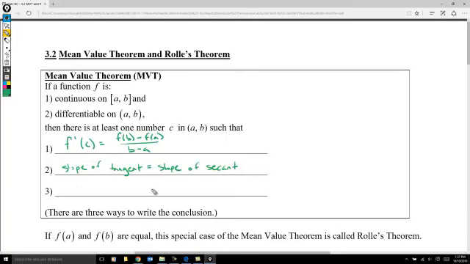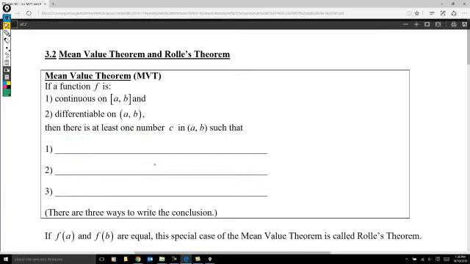Or another way of saying this is that my instantaneous rate of change is equal to my average rate of change. So remember IROC and AROC: instantaneous, or the derivative, or the tangent, is equal to the average, which is slope, or secant. Okay, so that's the main idea behind the mean value theorem. So you can think about it as the average rate of change is equal to the instantaneous. All right, let's keep going.